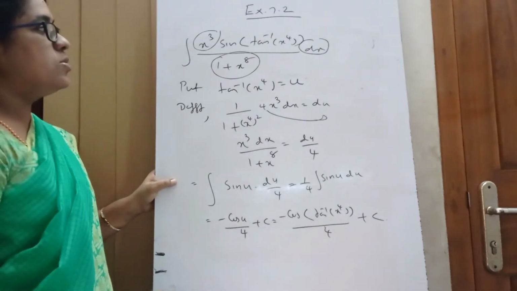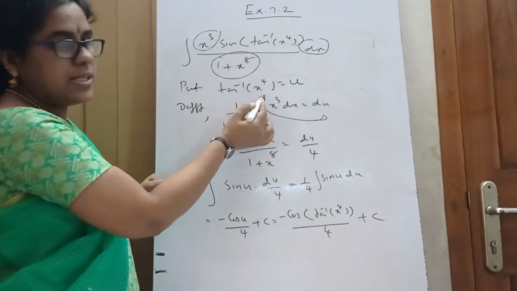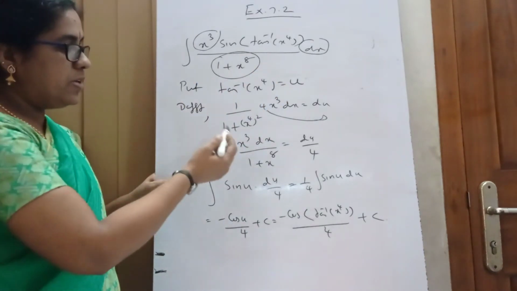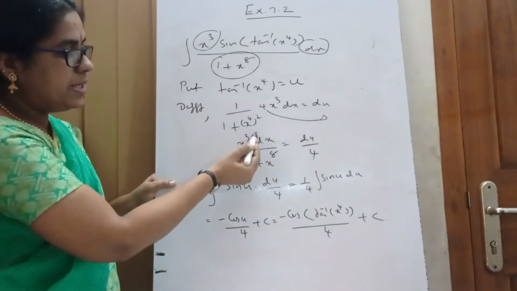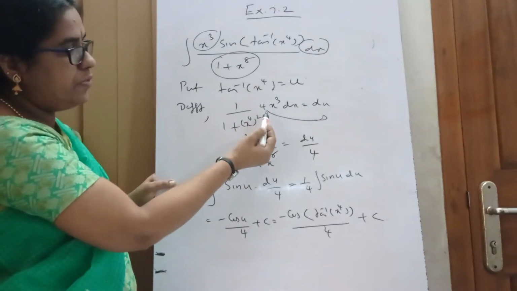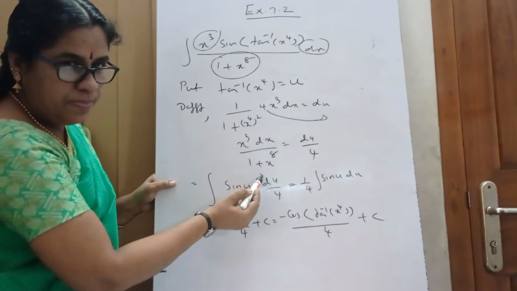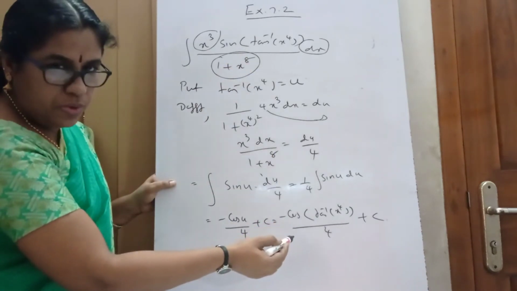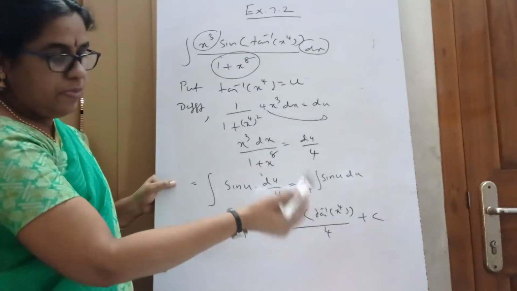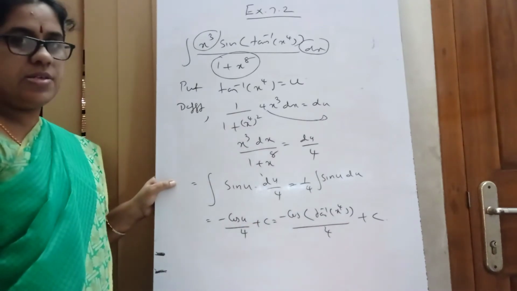This is the question. First step, we put tan inverse x raised to 4 equal to u. After that we get 1 by 1 plus x square into the derivative of x raised to 4, 4x cube dx is equal to du. From this we get this step. We change the function in terms of u, write it as a function of u, and integrate. That's all.